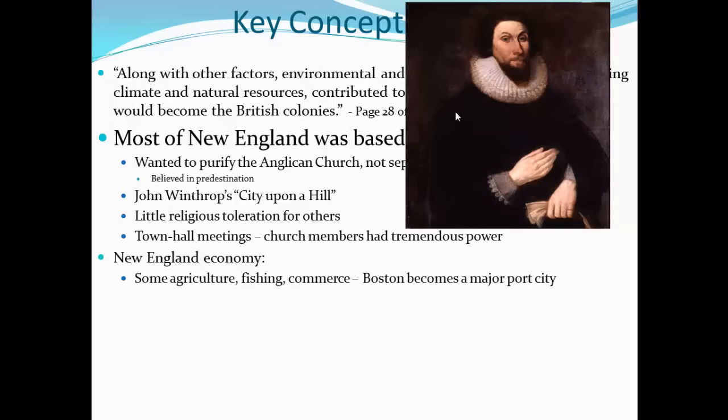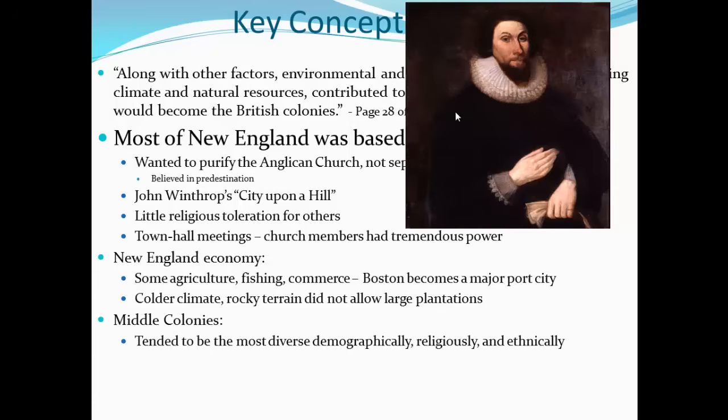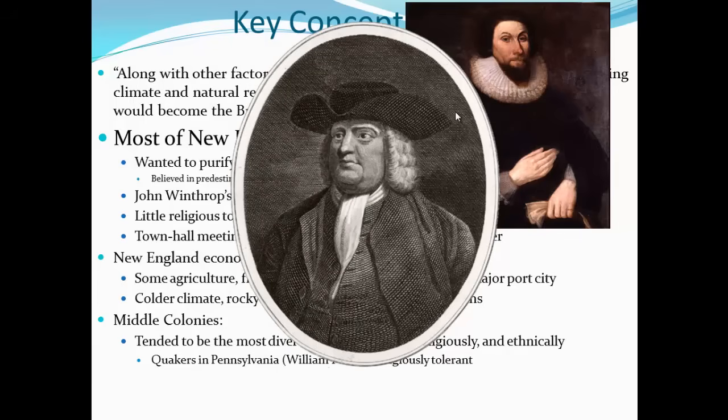The New England economy saw a mixture of agriculture, fishing, and commerce, and Boston became a major port city because of this commerce. There was a colder climate with a rocky terrain that did not allow for large plantations like the South did. The middle colonies, when we're talking about New York and Pennsylvania, tended to be the most diverse demographically, religiously, and ethnically. The Quakers settled in Pennsylvania when William Penn was granted a proprietorship, and they were very religiously tolerant. So this is why you see a very large, diverse population in the middle colonies.